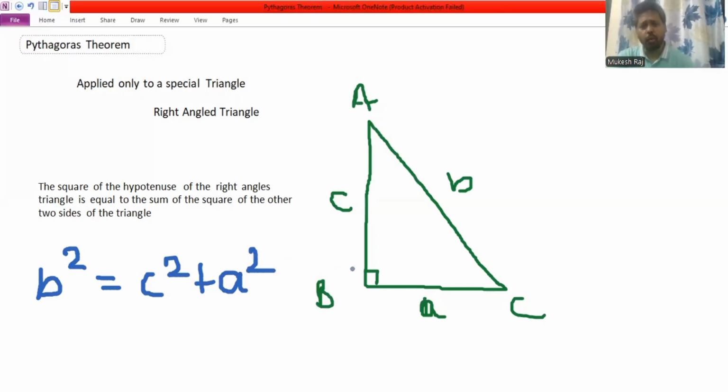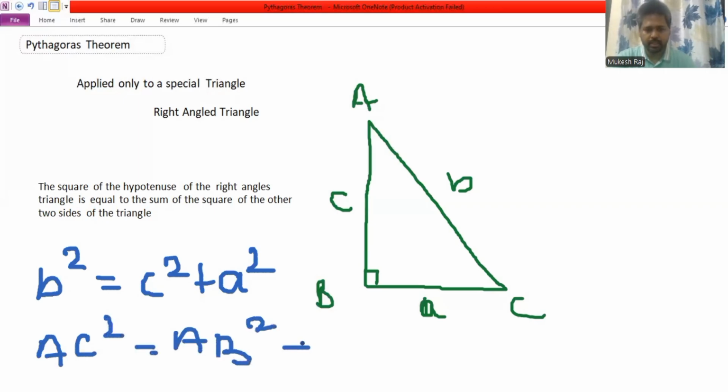Now, this Pythagoras theorem is explained in different places from different points of view. We can consider the other two sides to be the perpendicular and the base, with the hypotenuse treated as the hypotenuse, or we can even use the nomenclature of the sides. Like, if I write AC square is equal to AB square plus BC square, this could be another adaptation of the Pythagoras theorem.